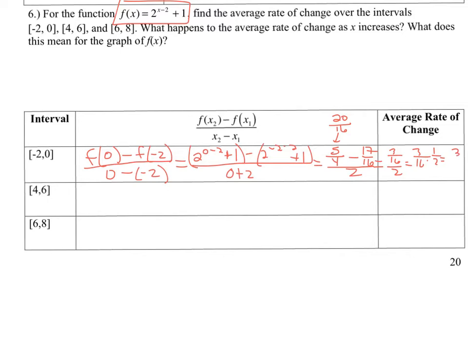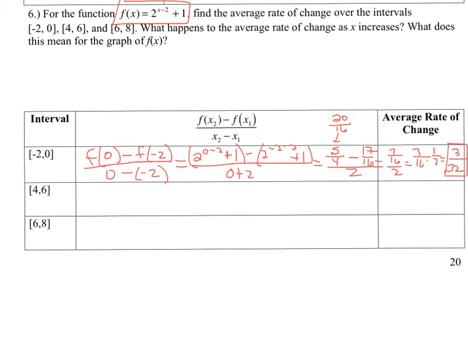So we get 3/32. So our average rate of change for that domain interval is 3/32.